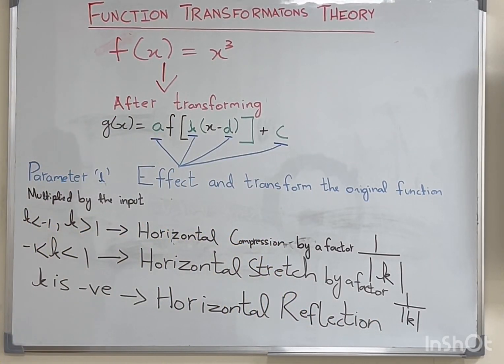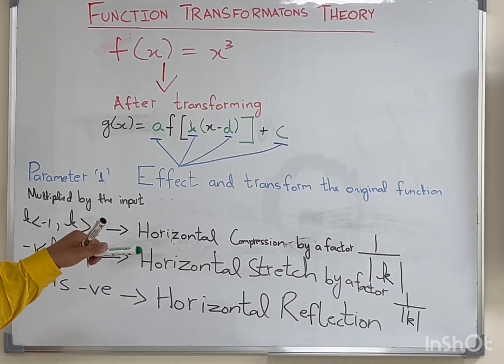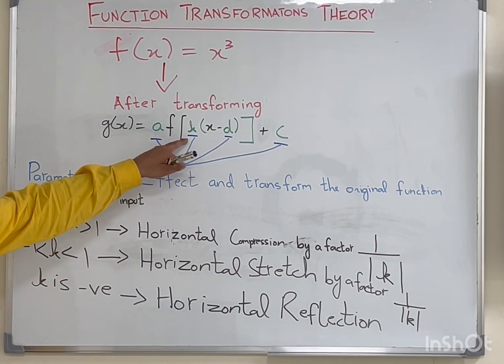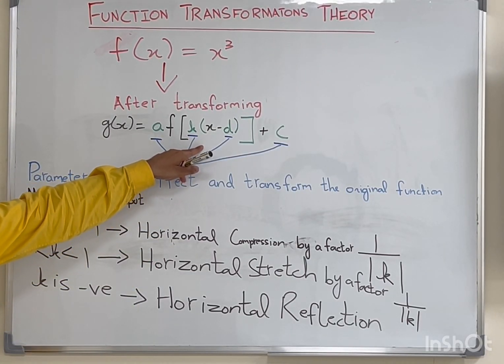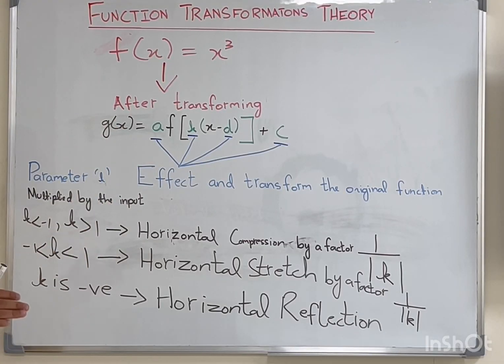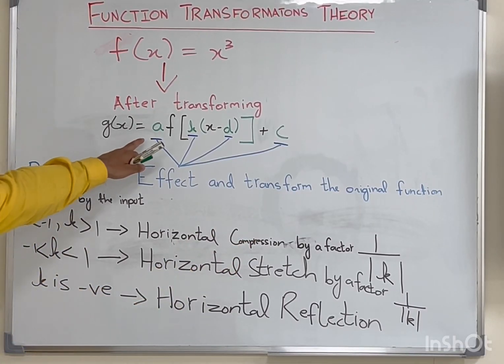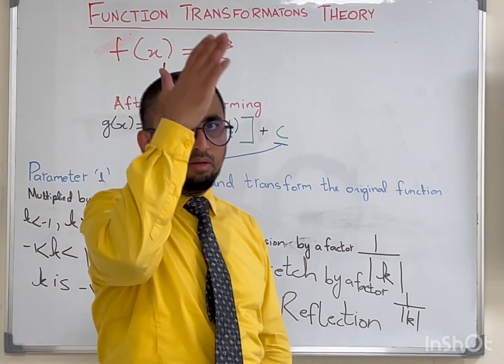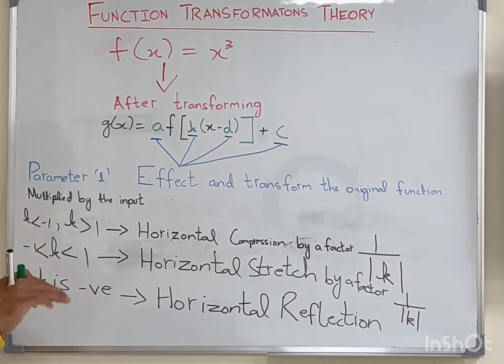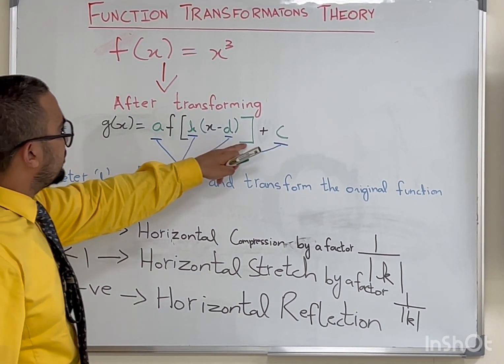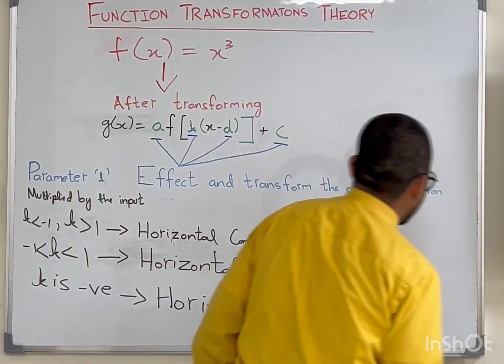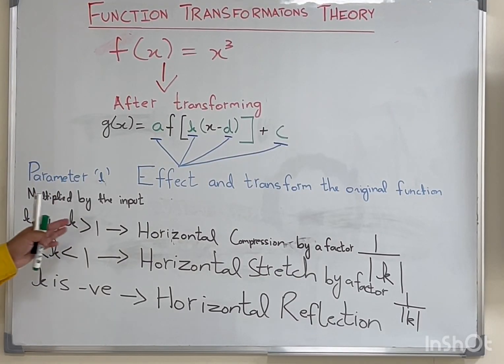Okay, clear? You see, the value of K, the parameter K, okay, determines everything related to the horizontal movement. Okay, A determined everything related to the vertical movement. Clear? I hope it's clear so far. Let's move on to the last two parameters. So you guys can quickly note this down.